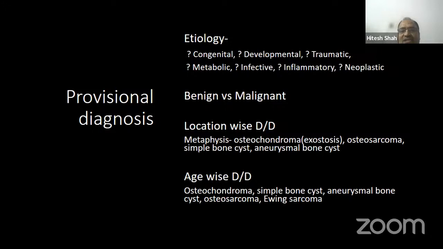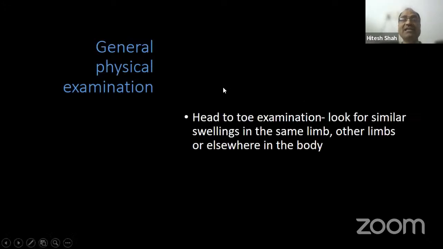The age-wise differential diagnosis would be, as I said, osteochondroma and simple bone cyst are very common in the first 2 decades, while Ewing sarcoma is common in the first decade, and osteosarcoma in the second decade. It is important to do the general physical examination. Whenever there is a bony tumor, always check a detailed general examination, that includes head-to-toe examination, and find out whether it's a single swelling or multiple swellings.